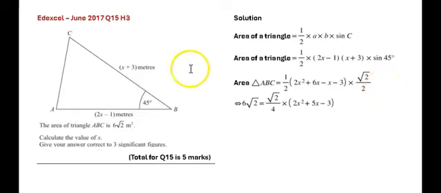Because we have the area of the triangle, it's given, so we can have an equation here. Instead of area of ABC, we can substitute 6√2. It's given here, and we have this equation. We can simplify by dividing everything by square root of 2, and then we get a better expression for that.